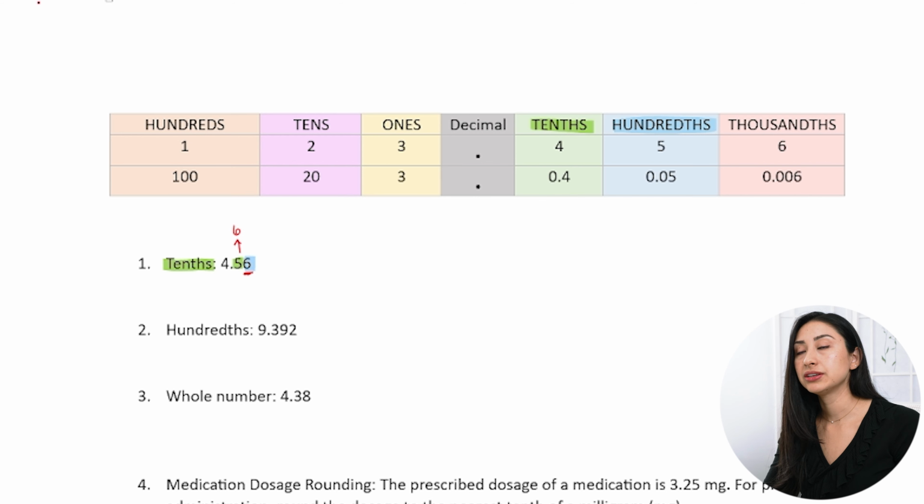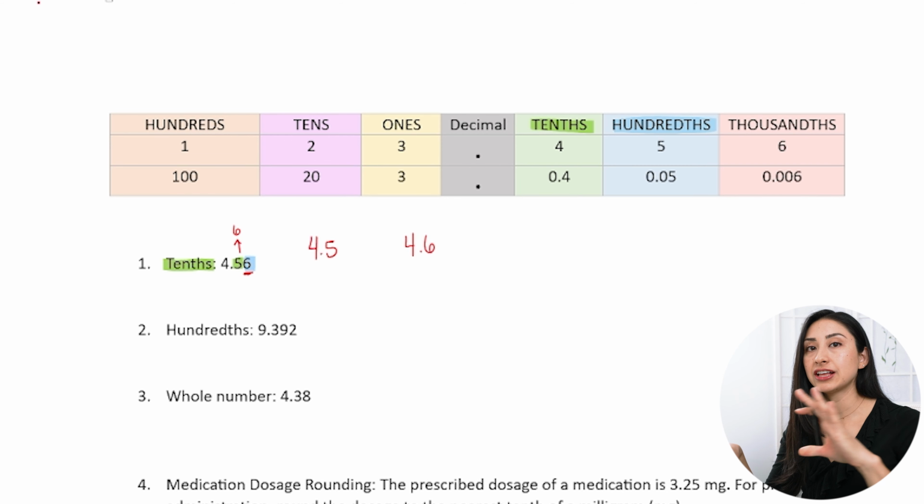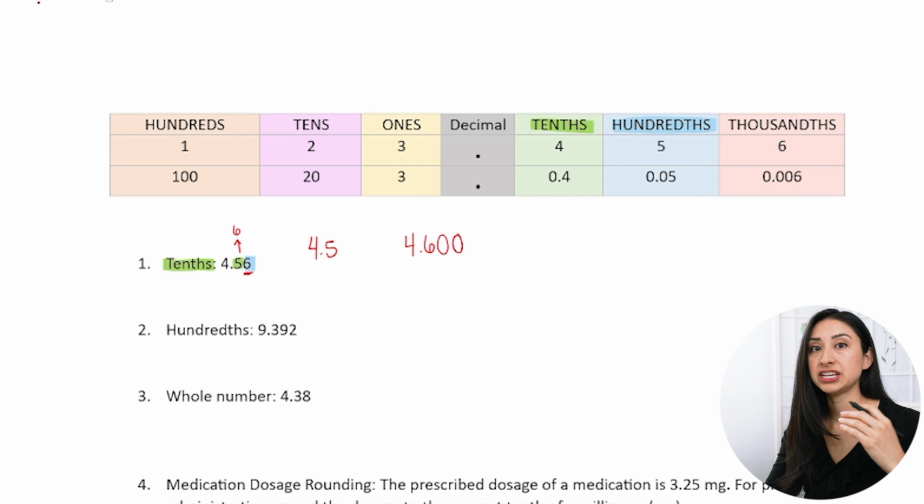And with rounding, essentially what happens is that the number that they're asking you to round to is the last number that you should see in the value. For example, here, I should end up with either 4.5 or 4.6. Any other values to the right of that are going to be changed to 0.